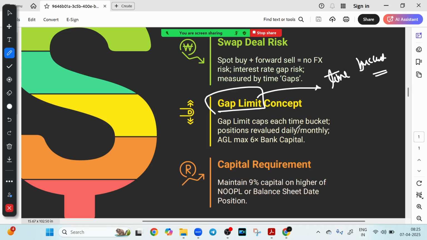Positions are revalued on a daily or monthly basis, and the bank must make sure that their AGL stays within a cap. What is the meaning of AGL? AGL means average gap limit. The cap is linked to their capital base. That is called the gap limit concept. If the gap limit increases, then obviously the bank is exposed to interest rate gap risk. So to curtail that, AGL has been placed, which is a maximum of 6 times the capital base. This question is frequently asked: what is AGL? Average gap limit.